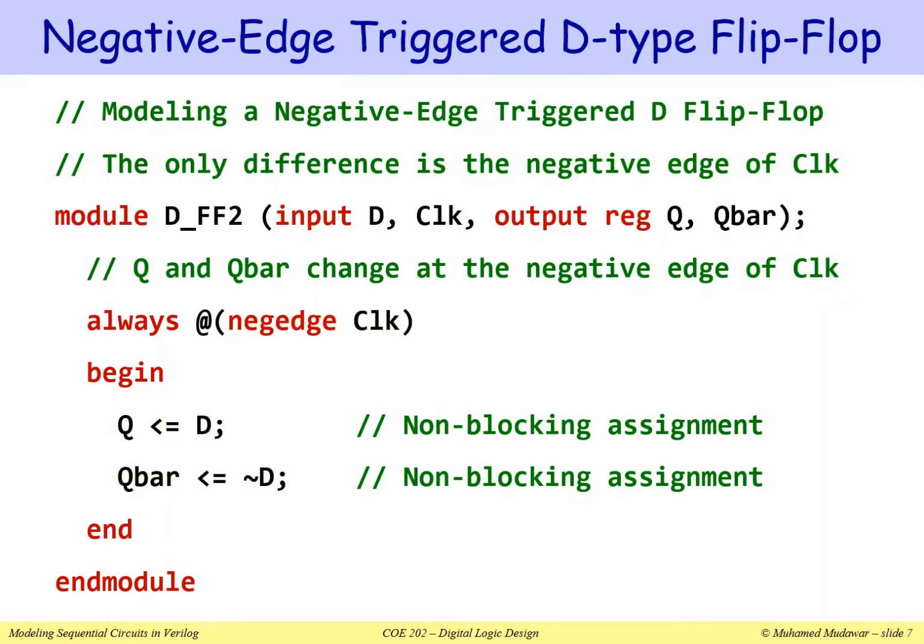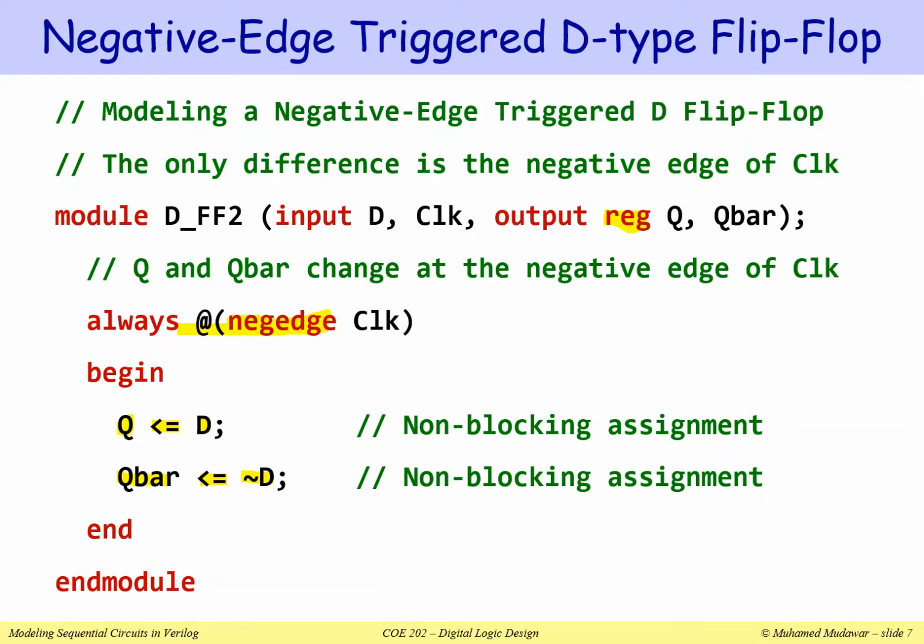Now, if I would like to model a negative edge D-type flip-flop, I only have to change the keyword from positive edge to negative edge. This is very simple. We can use the negative edge of the clock, so we trigger the execution of the always statement at the negative edge of the clock. At the negative edge, the value of Q becomes D, and the value of Q bar becomes not D. Remember that these are called non-blocking assignments. These are procedural assignments, and therefore Q and Q bar must be of type register, because we can only assign to a register when we are using a procedural assignment inside the always block.